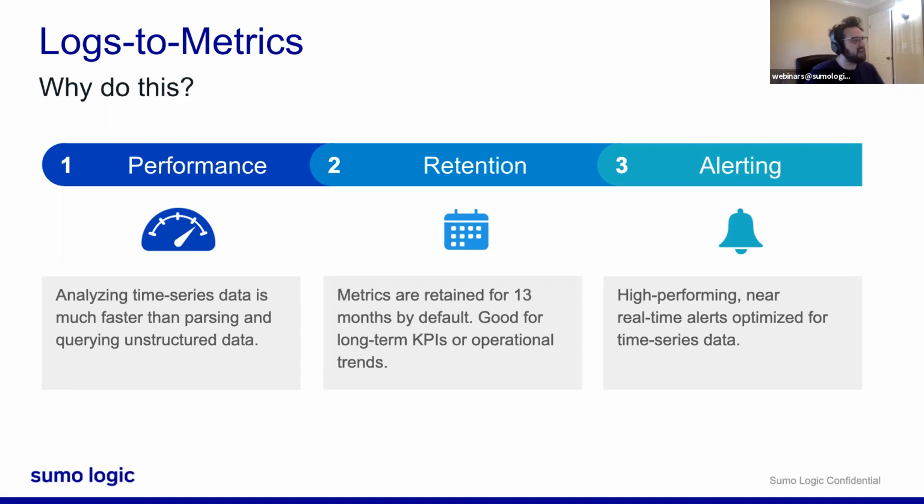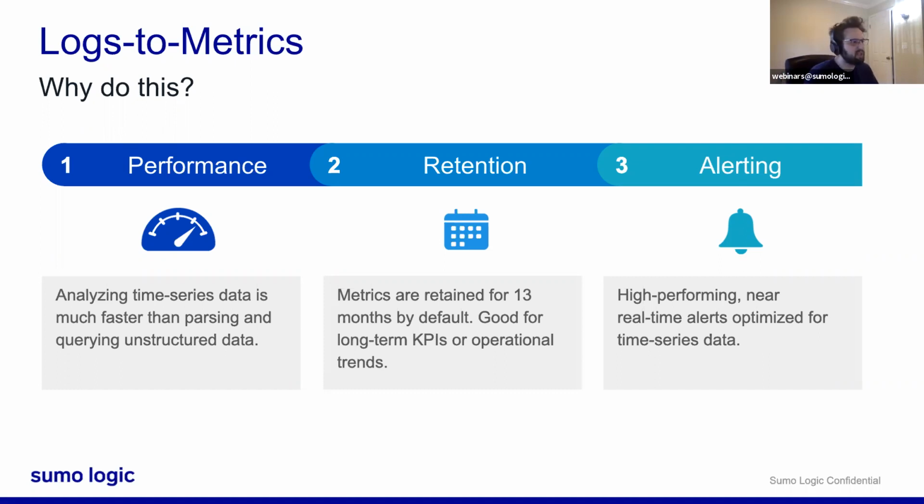The first one is analyzing time. Time series data is going to be quicker to analyze than unstructured data that needs to be parsed and queried. So metrics are just usually faster to read. They're smaller, they're faster, quicker, all those adjectives.